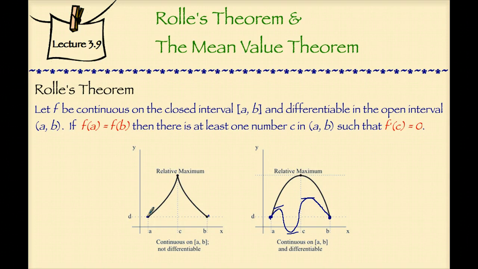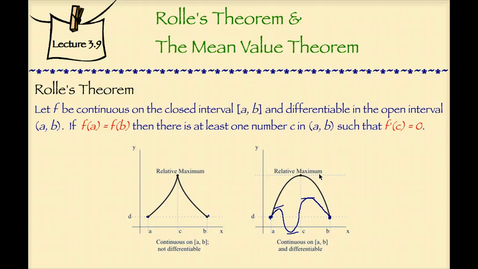Notice in this case, we moved up, we came to a place where the function was defined and continuous, but not differentiable, came back down. You can see that there's no place on this curve where the slope is 0. So Rolle's theorem is only guaranteed when the function is continuous and differentiable. We need the function to be smoothly moving through all of the slopes to come back down to the same value so that it will go through a slope of 0.